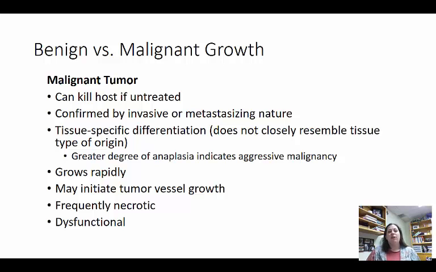We also see that it frequently can cause necrotic tissue to form because it is siphoning off blood vessels and resources from the good tissue, and these cells are dysfunctional, meaning that it's going to cause the organ to not be able to function at its proper capacity or even do its job altogether.